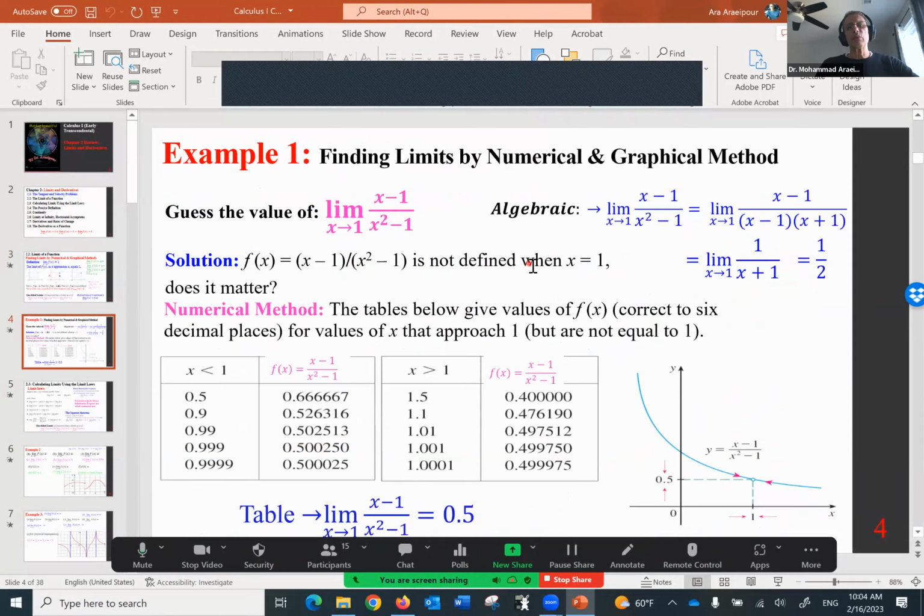Then in this example, we looked at the concept from the point of view of numerical, graphical, and algebraic methods. Numerically, from the left, we get closer and closer to the value of interest, in this case 1. From the right, and then we observe the y value, which becomes the concept of a limit. The graph gives us the same thing, and the algebraic method, in this case, requires factoring.